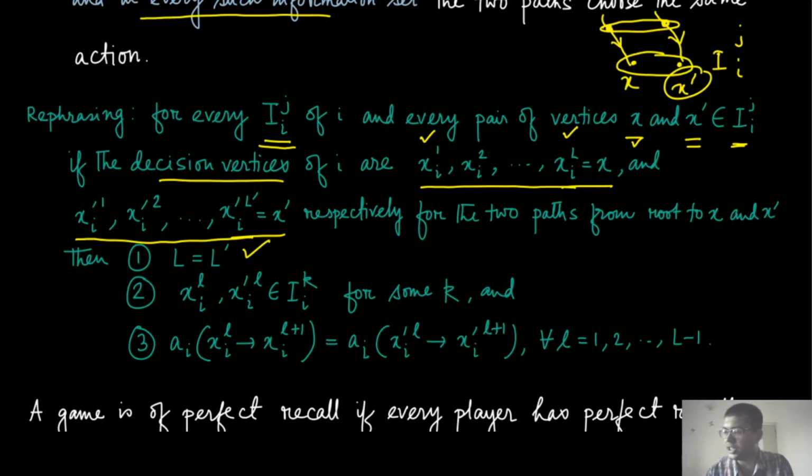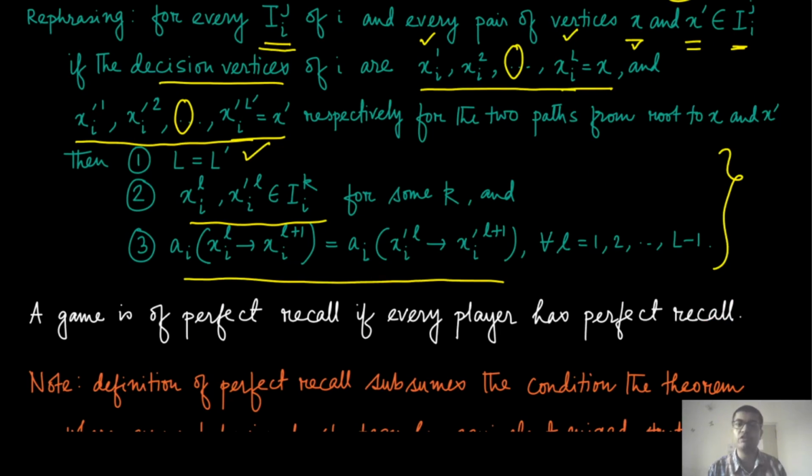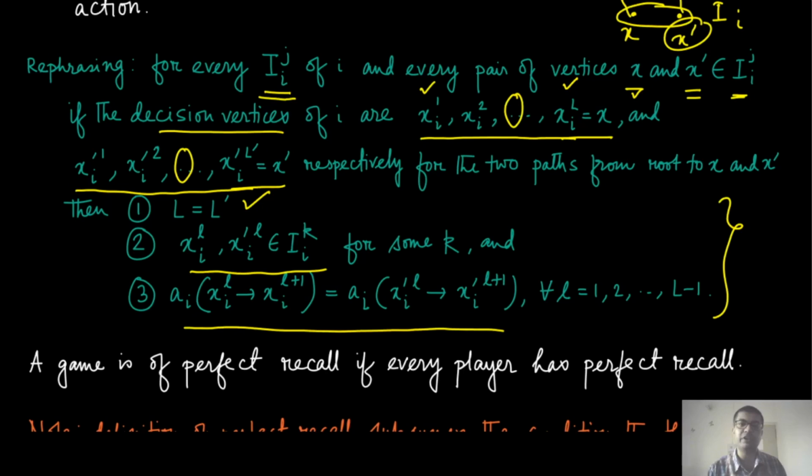The second condition is that if you pick the lth element from this sequence and the lth element from the other sequence, those elements must live in the same information set for player I. And the third condition is that they should pick the same action while going from l to l plus 1 in both these paths. These three conditions together formally represent the definition of perfect recall. Now this is perfect recall for player I.